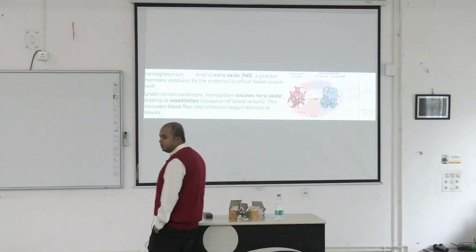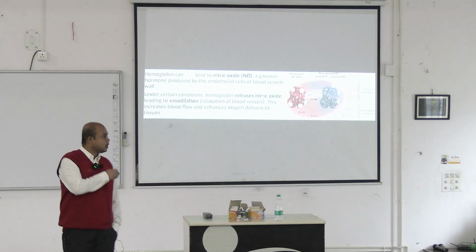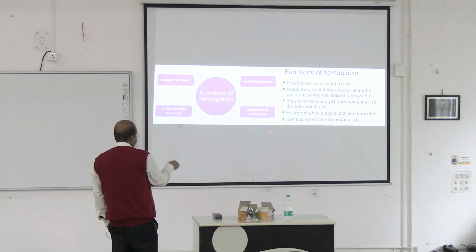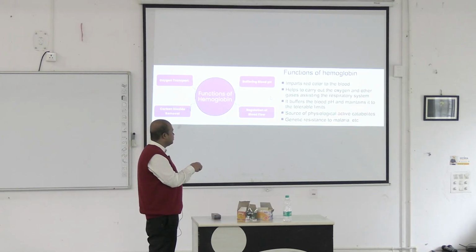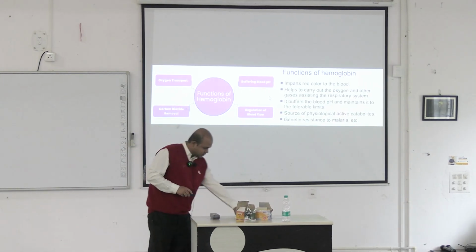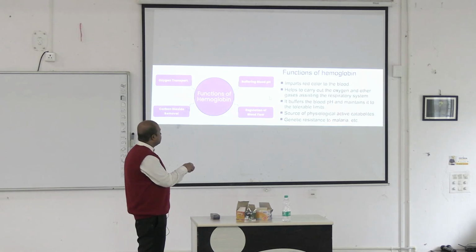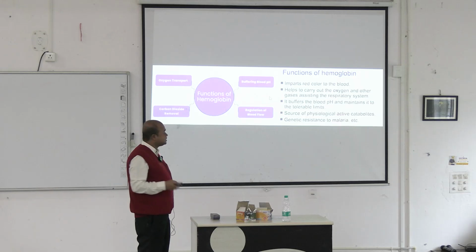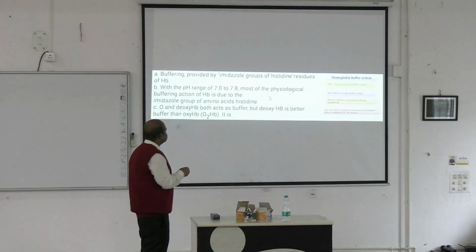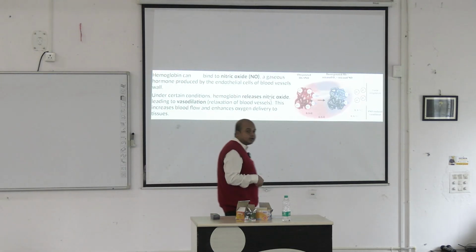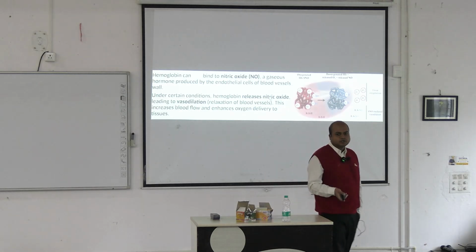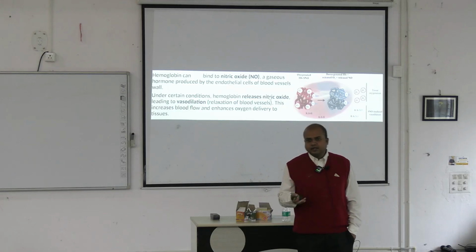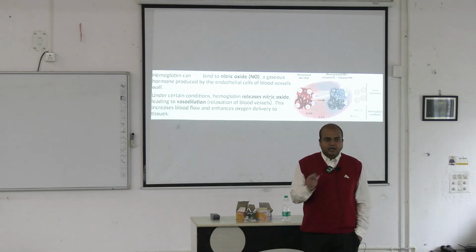And how does hemoglobin regulate the blood flow? I told you, you may mention active catabolites and genetic resistance to malaria, but strictly speaking these should not be called functions. But regulation of blood flow has a role through nitric oxide. Hemoglobin can bind to nitric oxide as well, and nitric oxide, I do not know whether it has been mentioned to you till now, is a vasodilator, that means it dilates the blood vessels.